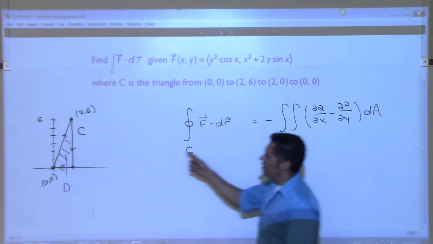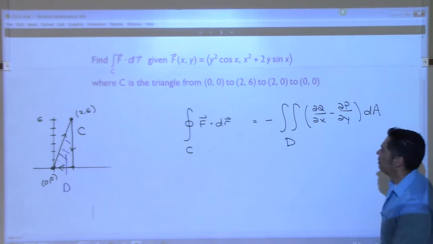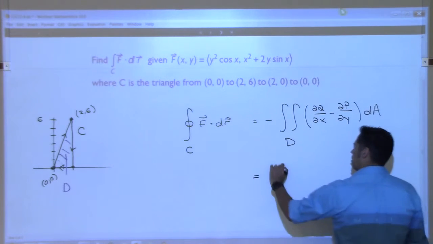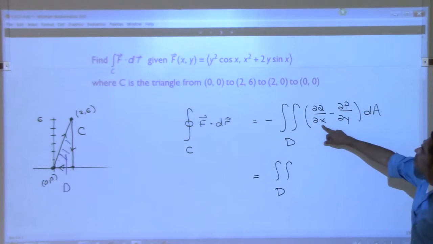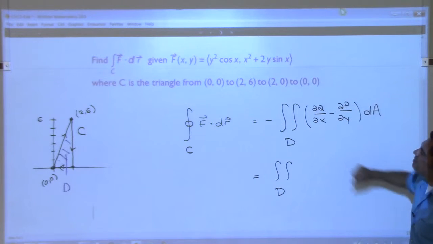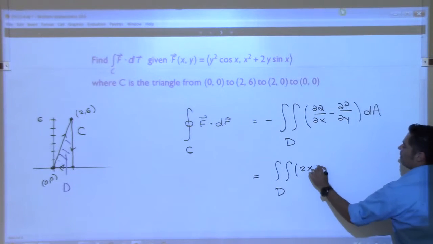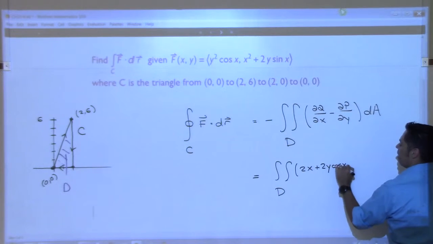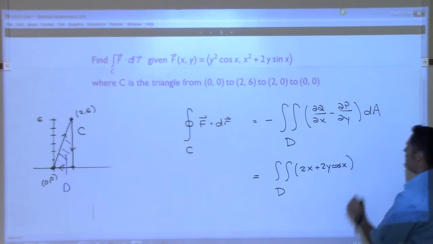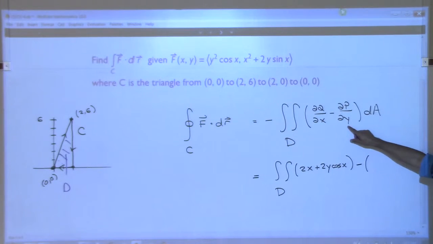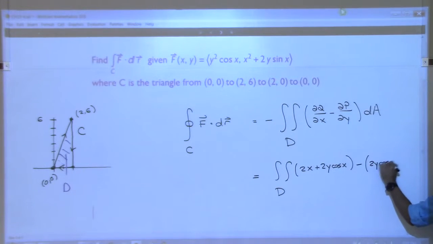So if the path is negative orientation, then all we're going to do is take a negative here. Now this is a double integral over D. Partial of Q with respect to x is just, ooh, it's not as nice as I thought it was going to be. What is it? 2x plus 2y cosine x, right? So that's partial of Q with respect to x. And then I have minus partial of P with respect to y. Oh, come on, are you kidding me? What's partial of P with respect to y? 2y cosine x, dA, right? And these two cancel.